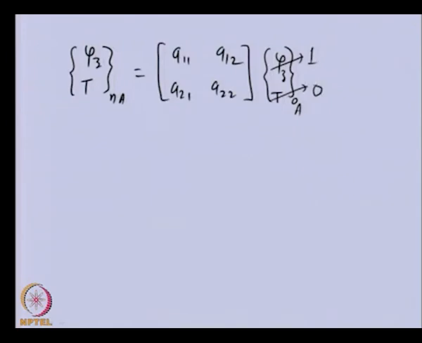You can see that if we expand this, we will get phi z and A as A11, and the second equation T and A as A21.